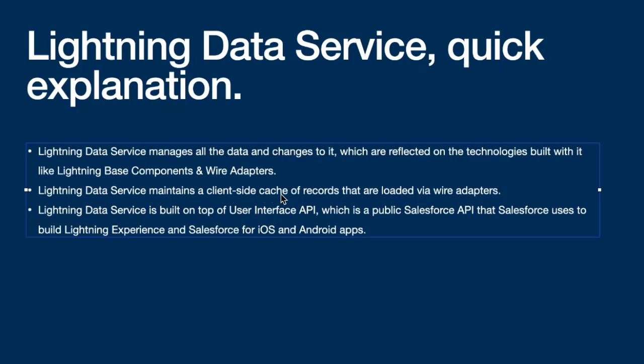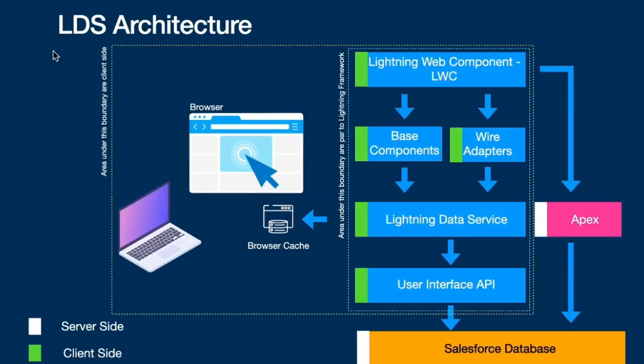So Lightning Data Service creates a duplicate copy of Salesforce data in our browser cache. This improves the performance of our LWC component and the overall experience for the client. We will go more deep on the cache part, how this works. The service is built on top of the user interface API, which is the core foundation for building Lightning Experience and Android and iOS applications.